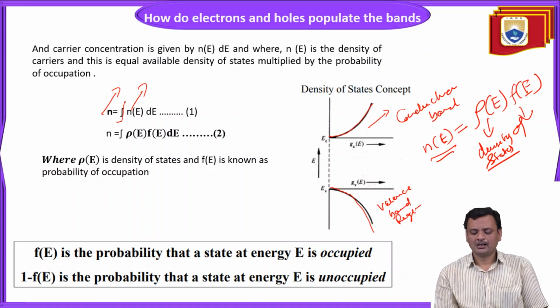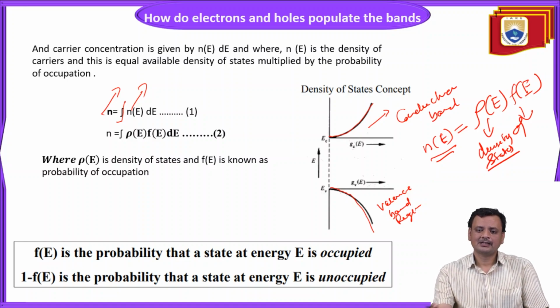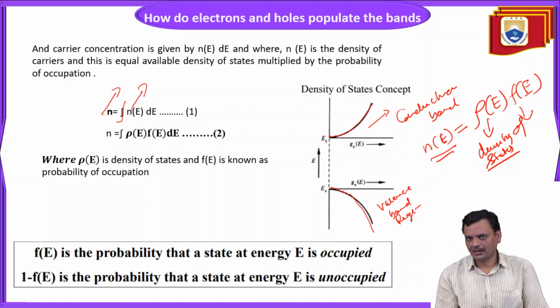Okay. So what will be the probability of any charge carrier taking a position in energy level E? By another name, this probability of occupation is also known as the probability distribution function or the Fermi-Dirac distribution function. Why? Because it is given by Fermi. So F(E) is the probability that the state at energy E is occupied by any charge carriers.